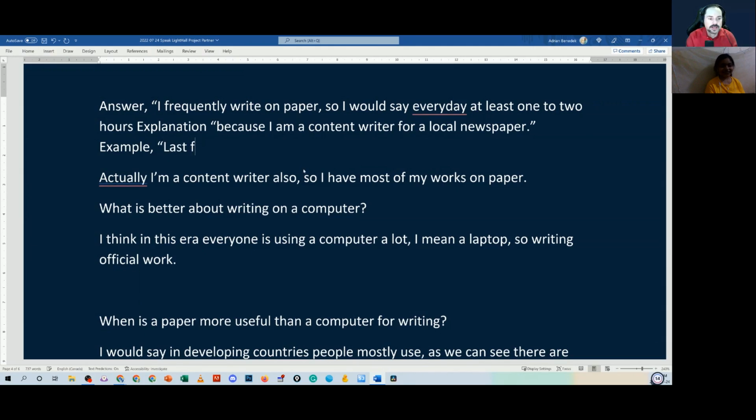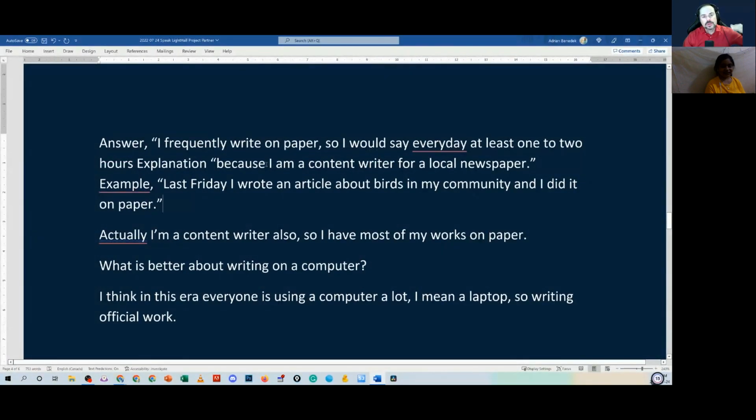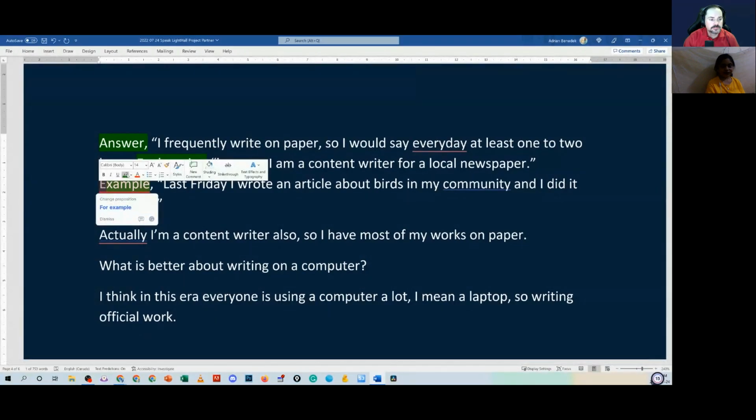So last Friday, I wrote an article about birds in my community, and I did it on paper. Yes. Okay, because the focus is paper, right? So when you're practicing, and again, this is advice for everybody, you always want to go with this: answer the question, then give an explanation, and then give an example. Stay to this structure because it's the easiest. It makes the most sense.